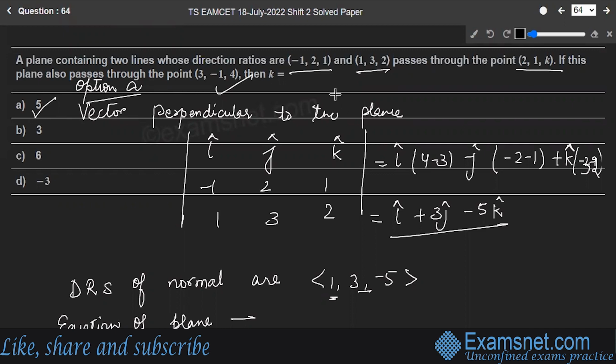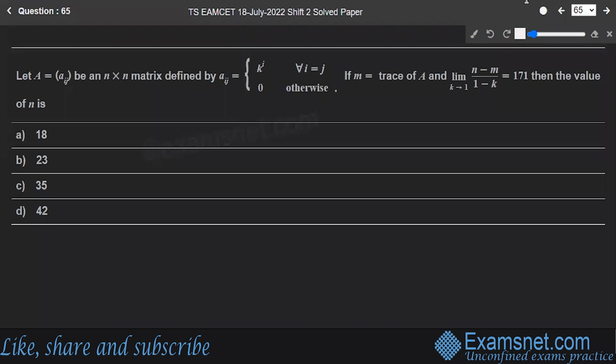Hope you understood this. Then let's move to the next question. Question number 65. Let A be an n by n matrix defined by a_ij equal to this for all i equal to j and 0 otherwise. Therefore, this is a diagonal matrix. Now, if m is the trace of A and the limit as k approaches 1 of (n minus m) upon (1 minus k) is 171, then you have to find the value of n.